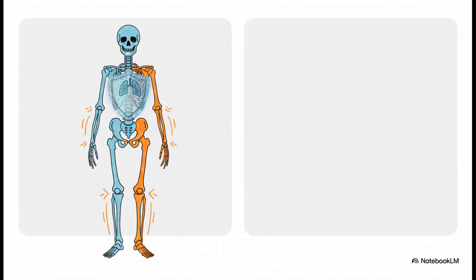And here's where their jobs completely split. The axial skeleton, your core, is all about protection and support. It's like armor, shielding your brain, your spinal cord, and all your vital organs. But the appendicular skeleton, your arms and legs, that's built for action. It's all about movement. That's really the key difference, stability versus mobility.